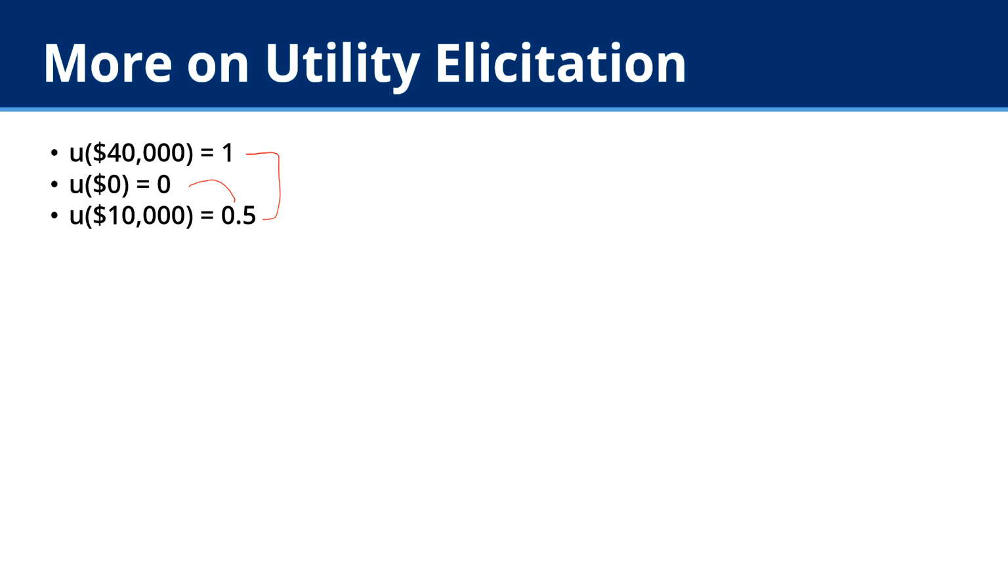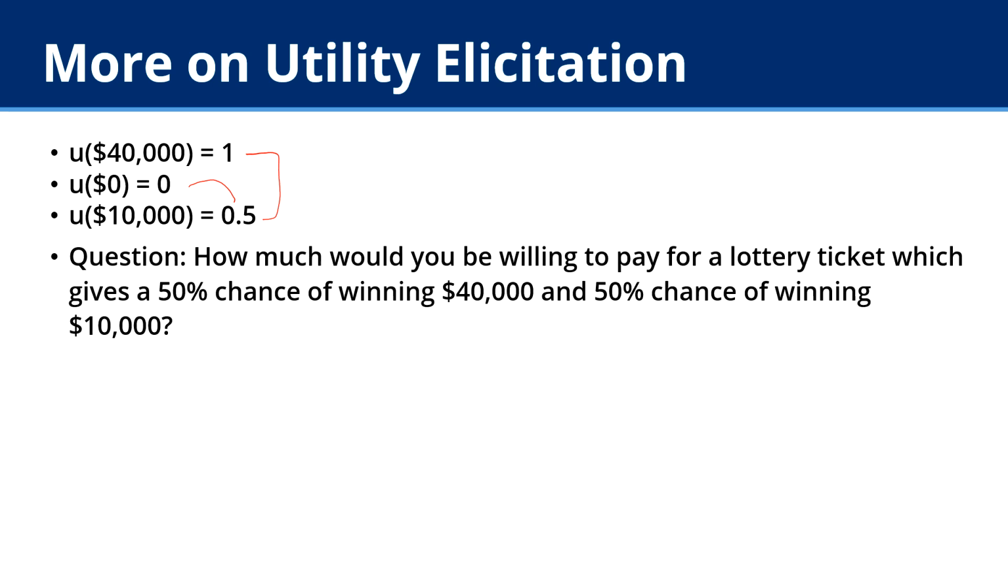Let's start with the values between $10,000 and $40,000. Question: how much would you be willing to pay for a lottery ticket which gives you a 50% chance of winning $40,000 and a 50% chance of $10,000? Again, we're sticking with 50-50 lotteries instead of using other probabilities to make it easier for the decision maker. Let's say the decision maker says $18,000.